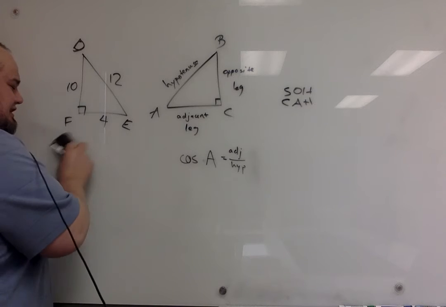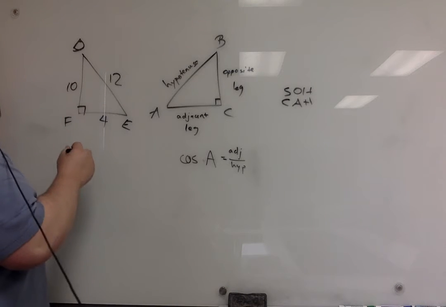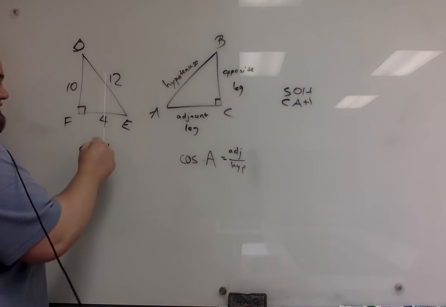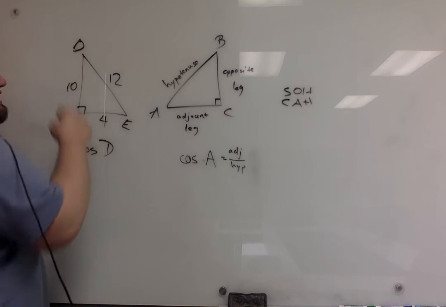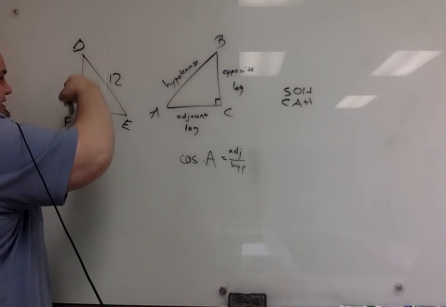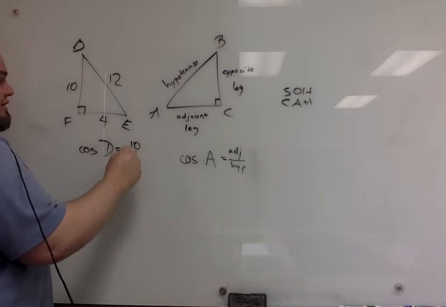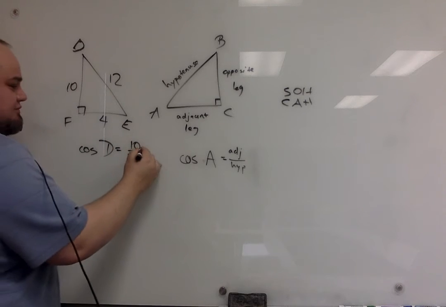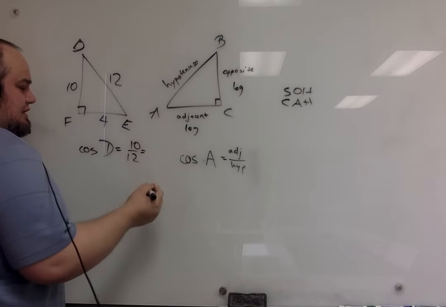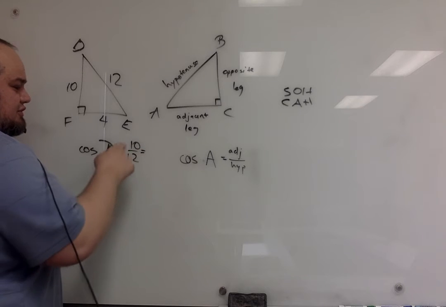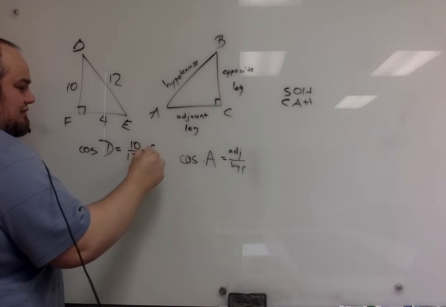So let's say instead of finding cosine of E here, we were finding cosine of D. So up here is angle D. So the adjacent leg to D here is 10. So it'd be 10 over 12. The hypotenuse stays the same, of course. So 10 over 12 would reduce. We could divide them both by 2, and we get 5 over 6.